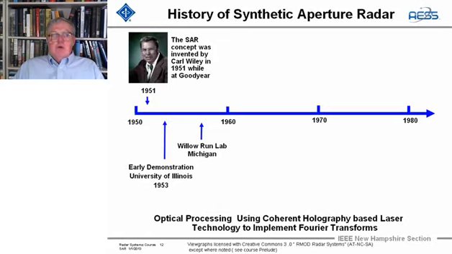The early role of synthetic aperture radar until the digital revolution was always reconnaissance, because it couldn't do anything in real time. You have to take the load of film off and then process it optically using coherent holography-based laser technology to implement Fourier transforms. And that's what the first data came out.